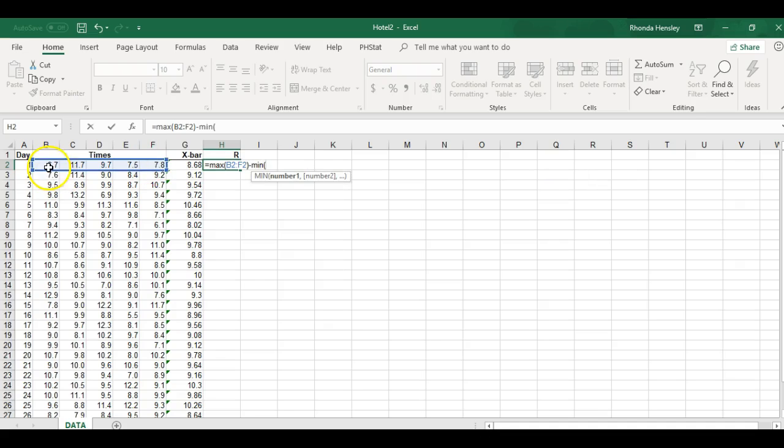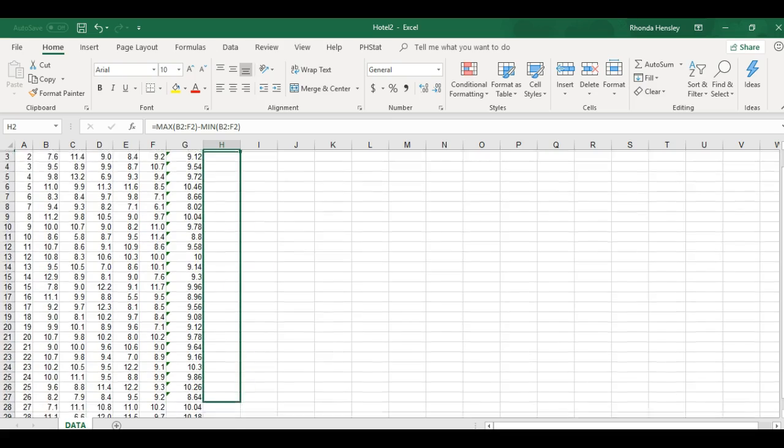So min does the same thing. So just select the same 5 pieces of data. So let's just say B2 to F2 for each one of them, and press enter, and that tells me my range. So it will compute a range all the way down.